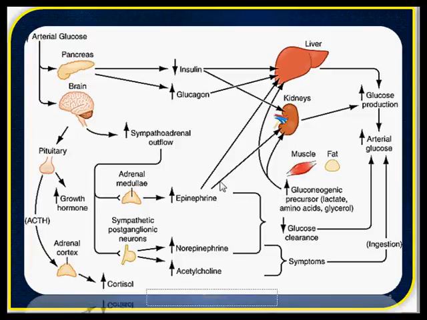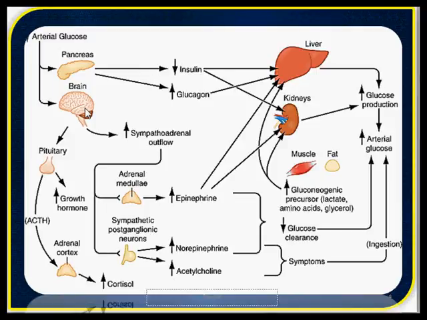Immediately one will be urged to ingest carbohydrate or food, which again maintains the arterial glucose. Also, epinephrine acts on the kidneys and the liver, and when these neurohormones are available in excess, they increase the gluconeogenic precursors like lactate, amino acids and glycerol, which come from the muscle and the fat, and of course the kidney, and all these precursors are pushed into the liver. The liver produces more glucose, so the glucose is maintained.